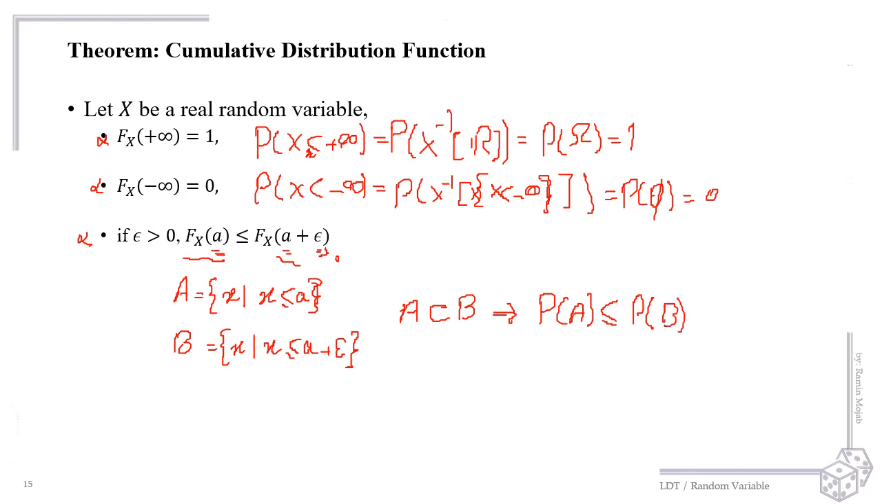Note that by these properties, the cumulative distribution function, if this is F of b and this is b, is between 0 and 1 and is a non-decreasing function. It starts from 0 and it increases, or it does not decrease, until it reaches 1 at positive infinity.